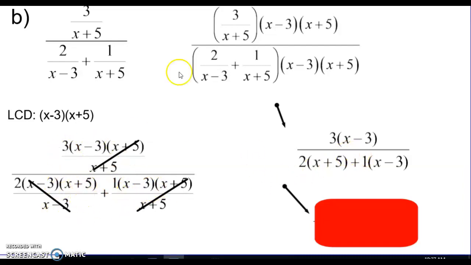And if you don't want to show all of this work, it's still possible because you're doing 3 times all of this divided by that. So you're taking this denominator and canceling it with what you're multiplying by. So you're just left with that 3 over x minus 3.